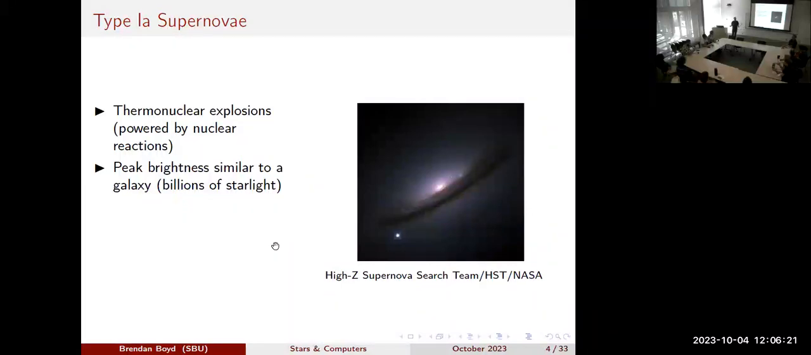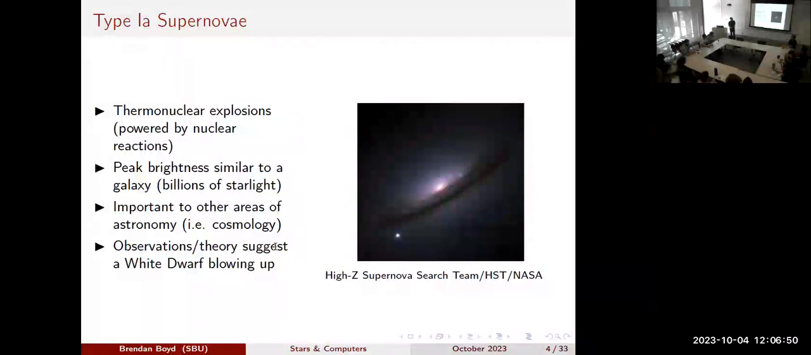These things are very, very bright. In this picture, we have a galaxy right here made up of billions of stars. And right next to it is a supernova going off. These are about the same brightness. So a supernova is on the order of billions of starlight added up together. So these are tremendously bright. This makes them very useful for lots of areas of astronomy. And there are some other aspects that make them useful as well. And we don't really know what they are.